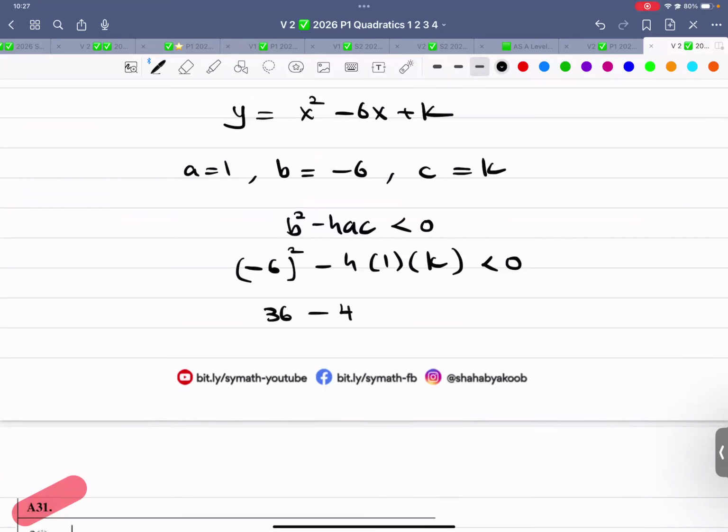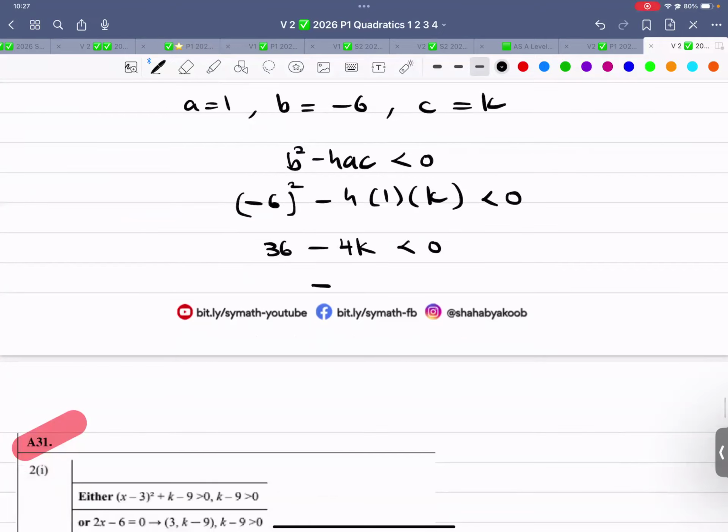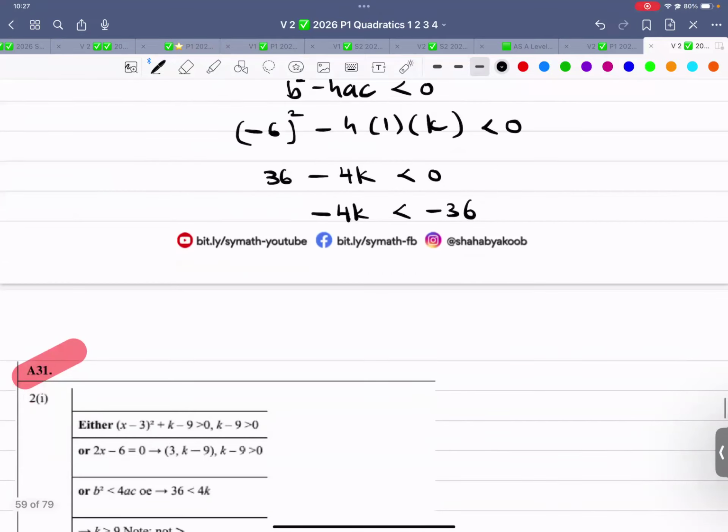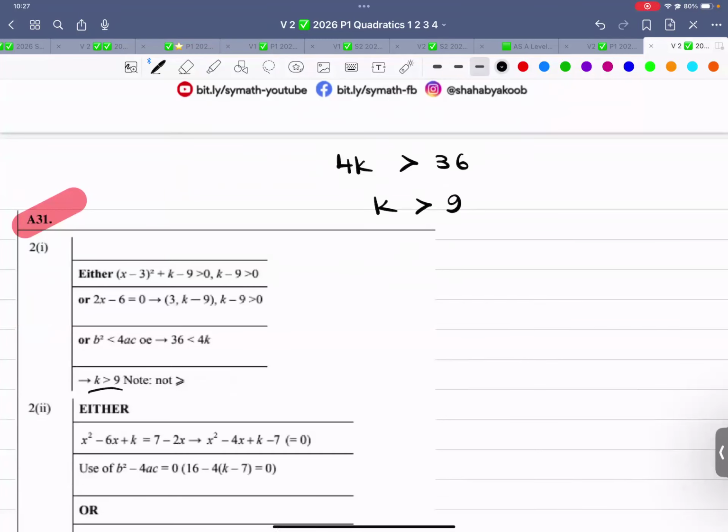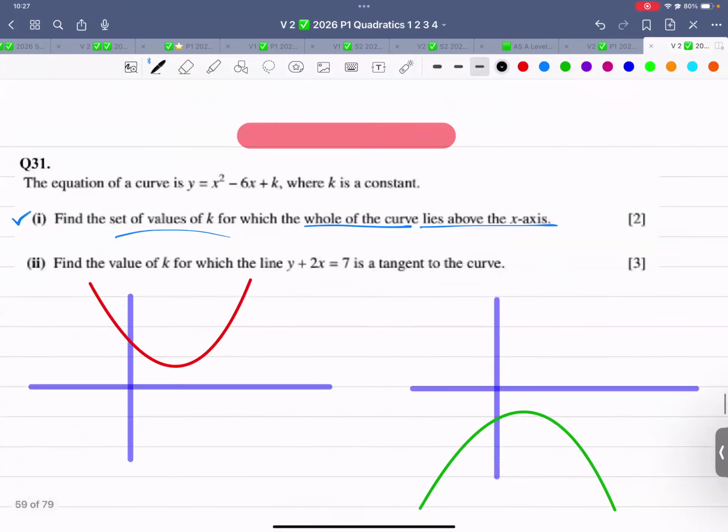36 minus 4k is less than 0. This is a linear inequality, not a quadratic inequality. Minus 4k is less than negative 36. In other words, 4k is greater than 36. Therefore, k is greater than 9. That is the final answer. That is the first part.